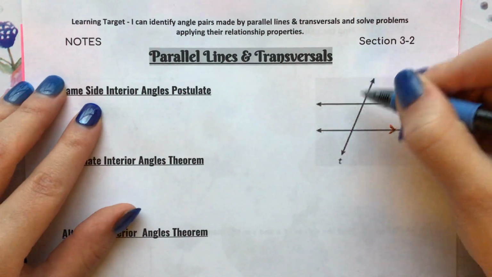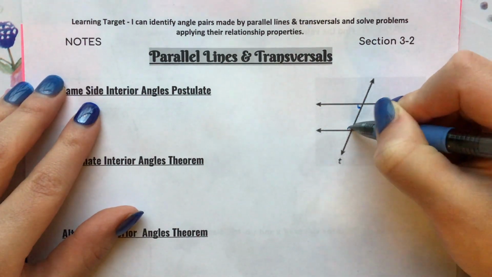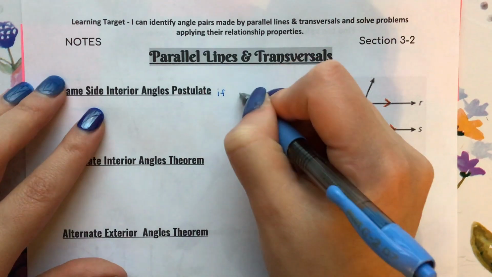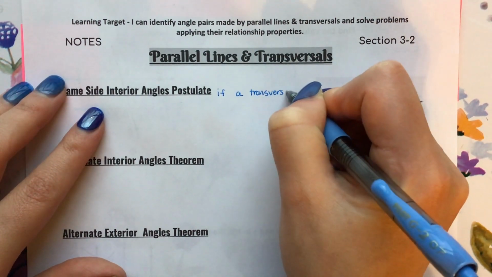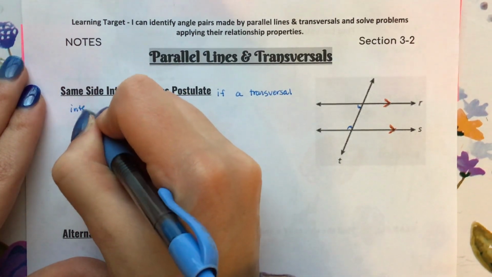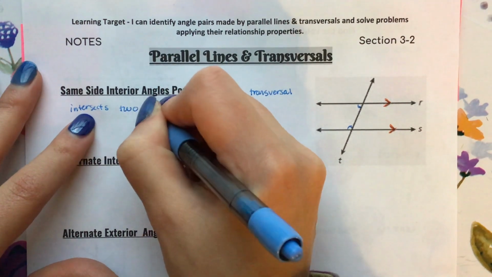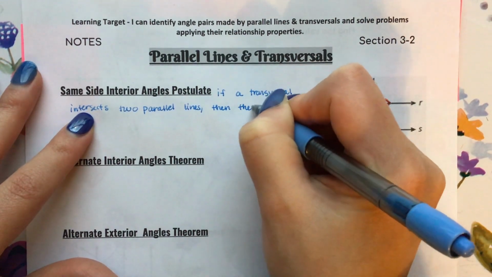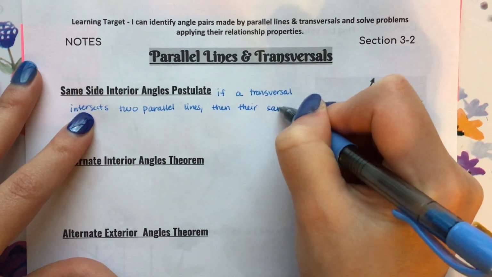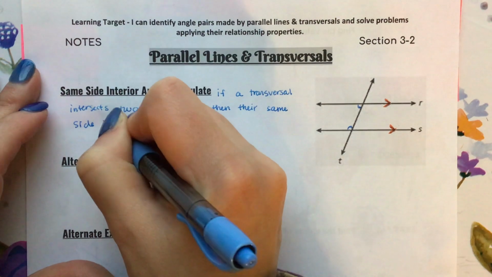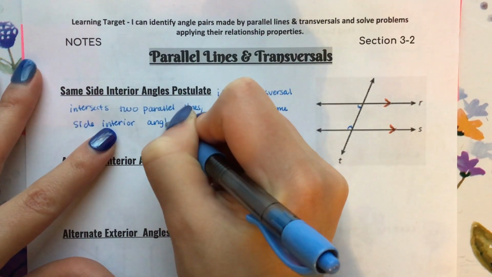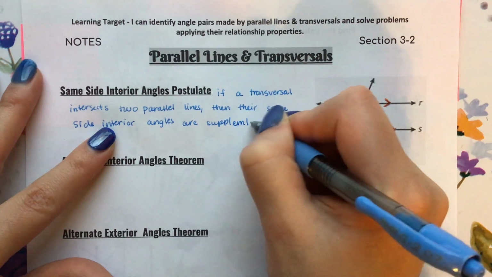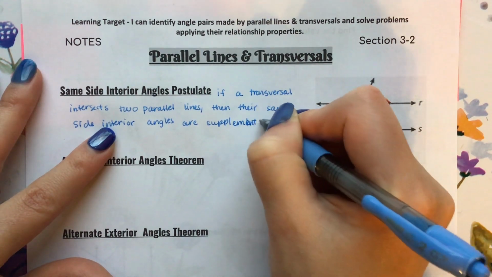So that might be say this angle and this angle. These are same side interior angles. That would be an example of this guy up here. So same side interior angles is this. If a transversal intersects two parallel lines, then their same side interior angles are supplementary.